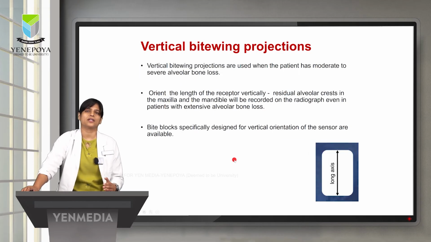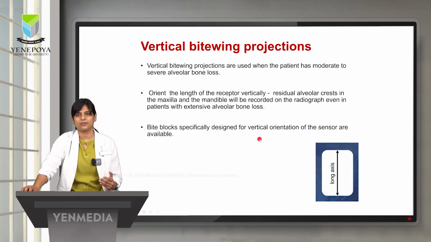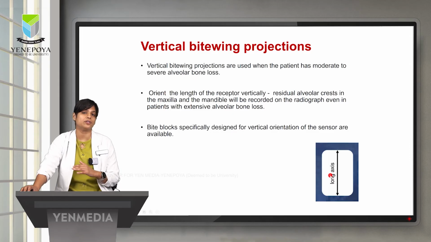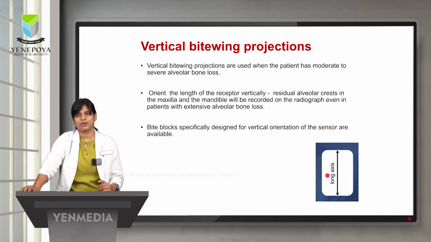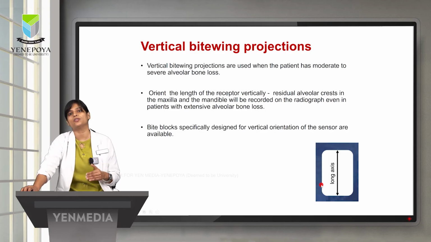Now, another modification is known as vertical bitewing. In the regular bitewing, you clearly saw the film is horizontally placed. But in this case, what we do is we place the long axis of the film vertically. Why do we do this? One of the main reasons is when you saw the ideal image in the bitewing, you could only appreciate the alveolar bone in the crestal third, up to the cervical third level of root. But in case there is severe bone loss, where there is bone loss up till below the mid and apical third, you won't be able to appreciate it.